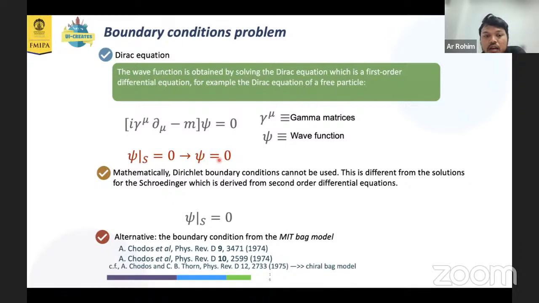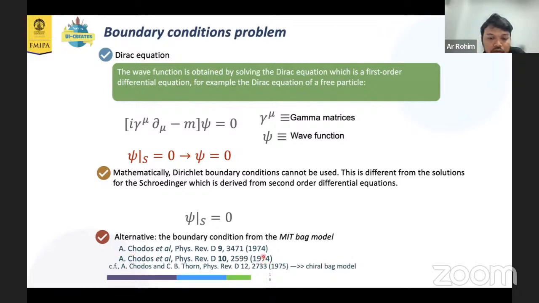And then, as an alternative, we may use the boundary conditions from the MIT bag model. This bag model was originally used to describe quark confinement, published in this research paper.